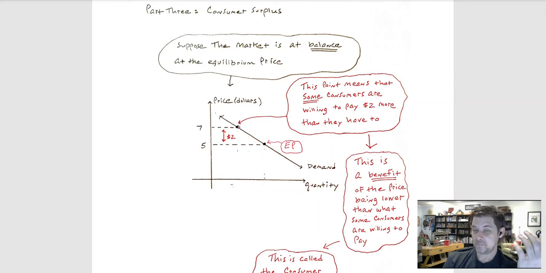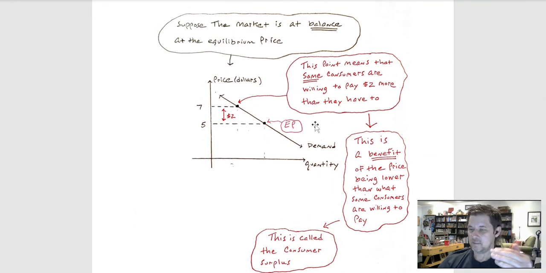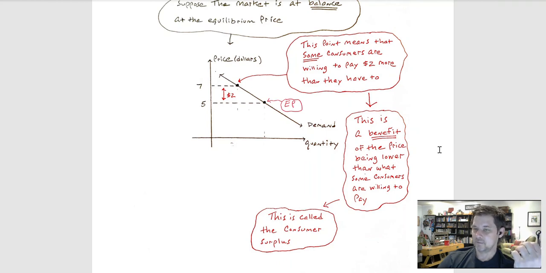You know, this point being there are consumers that are willing to pay $7 for whatever this item is, okay? But they only have to pay $5. So it's like there's some benefit built into the market. The market tends to push itself towards this equilibrium price, okay? So that's what people pay for the item, okay? And then some people are better off for it, okay? It's like they have this $2 benefit.